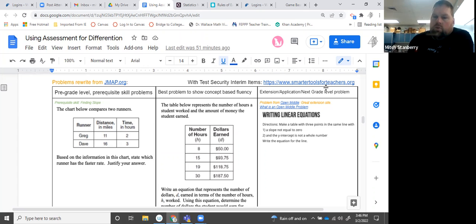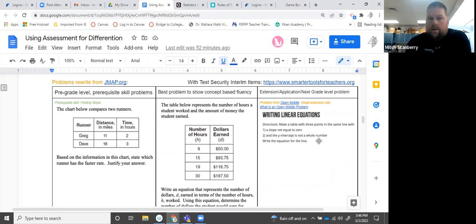There are some smarter tools from the SBAC, and then I pulled them from JMAP. This one has level 4, which is Open Middle, a website about having kids come up with different responses. If you look at this one, it should look kind of the same at the end, but the answer should be very different because they get to choose their slope and a y-intercept that's not a whole number, and then decide 3 points that are on that line. That's a pretty rigorous process if the y-intercept's not a whole number, because now you're dealing with decimals or fractions.